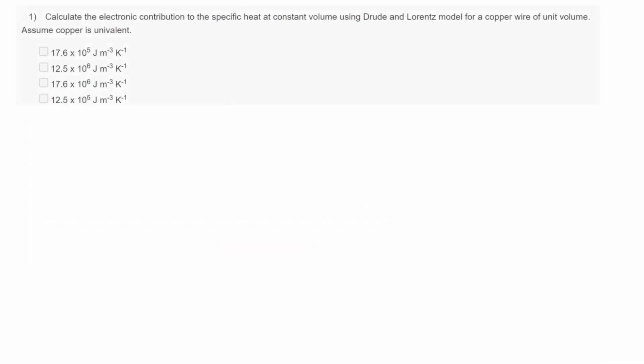Now you might remember this if you have seen it last week. Calculate the electronic contribution to the specific heat. So, do you remember the formula? C is equal to... I just noted it down somewhere.